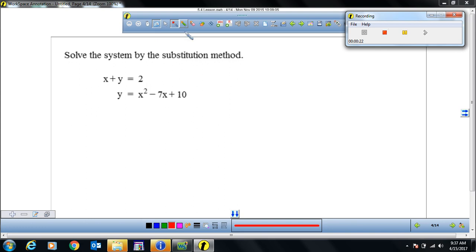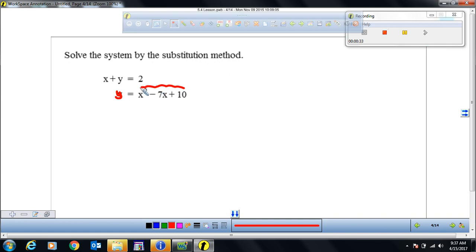Now, the first step of substitution is that you need to have one equation solved for one of the two variables. So in this case, we already have that y is solved. So y is equal to x squared minus 7x plus 10. So what I am going to do is substitute this expression into the y of the top equation, because that's what the y is equal to. So my first equation is going to look like x plus y equals 2, but the y is going to become x squared minus 7x plus 10.